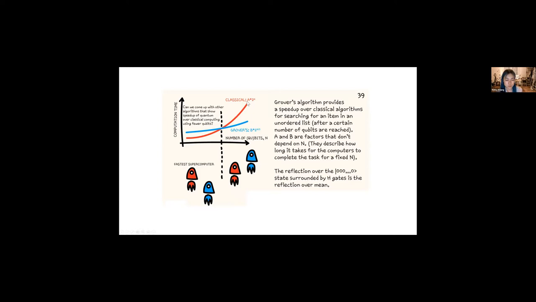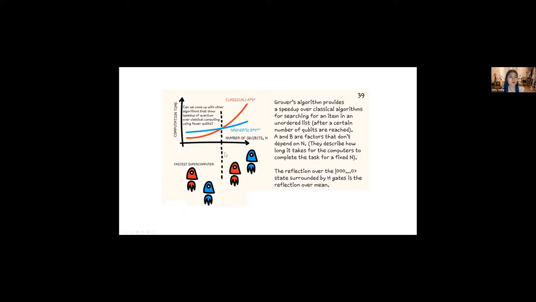We don't know what factor it will actually be because it depends on the type of hardware being used. Intrinsically, your computer can take A amount of time or B amount of time to do the classical or quantum algorithms, but the scale is what's important here. At a certain point, you will see that Grover's would be more efficient than the classical one. It's like a race between the fastest supercomputer, the best classical computer that we have, and a quantum computer. At some point, the quantum computer is going to be more efficient. But this number can be really large.